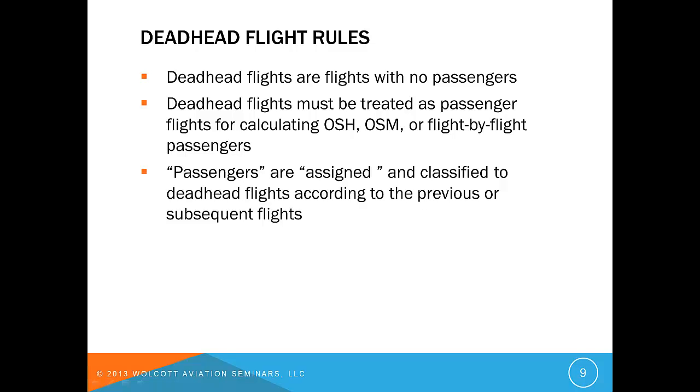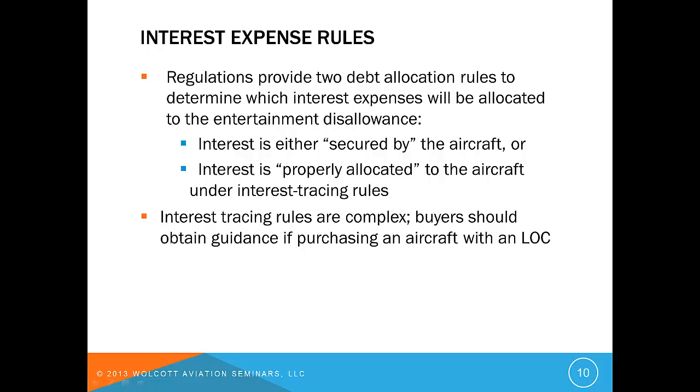And the IRS states that attending country clubs, golf and athletic clubs, sporting events, hunting, fishing, and vacations are all entertainment activities. Deadhead flights are flights with no passengers. Deadhead flights must be treated as passenger flights for calculating the occupied seat hour, occupied seat mile, or flight-by-flight passengers. Passengers are assigned and classified to deadhead flights according to the previous or subsequent flights. We talk a lot about deadheads and how you calculate those in our hour-long webinars, and you can go to our website and see the schedule for when our next webinar on entertainment cost disallowance will be presented.